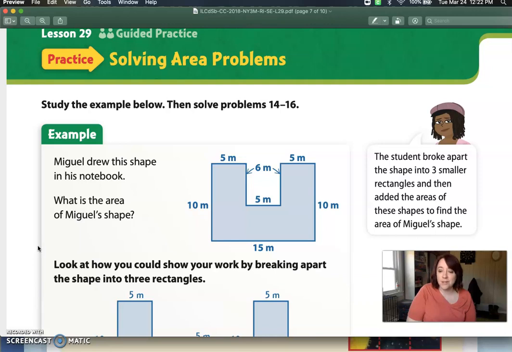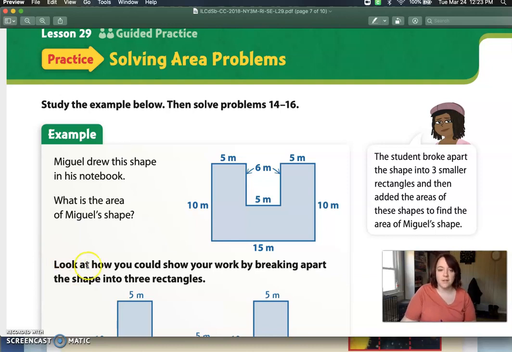We are going to continue our lesson 29 today. This will be our last lesson 29 video. Today we are going to do guided practice, and it's solving area problems. I don't know if you remember from yesterday, but they are rectangles that are not just rectangles. So you have to break a bigger shape into these smaller parts that are sometimes rectangles.